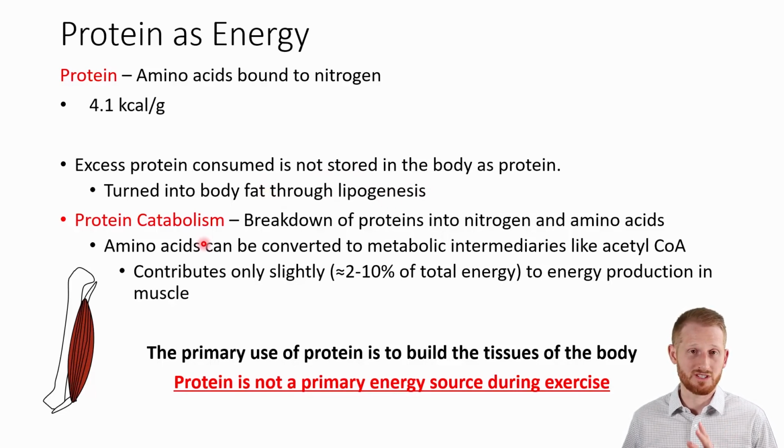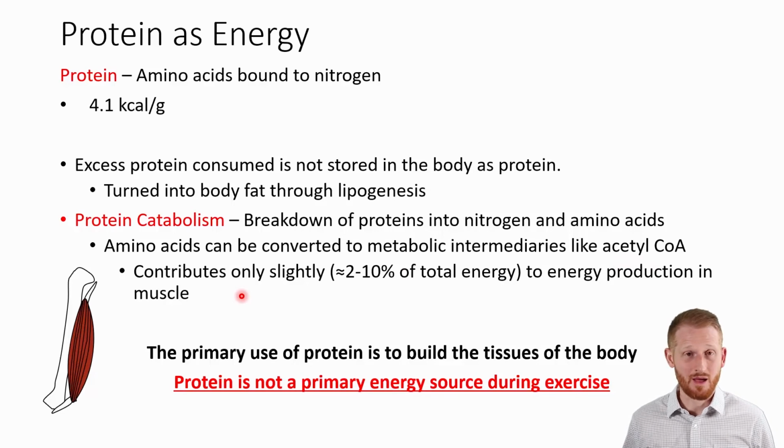When we use protein for energy, that process, or it's sort of an umbrella term really, is called protein catabolism. It just means breaking down proteins. It is breaking it down into that nitrogen and those individual amino acids. The amino acids can be converted into various metabolic intermediaries that go into the citric acid cycle or the Krebs cycle. One of the common ones would be acetyl-CoA.